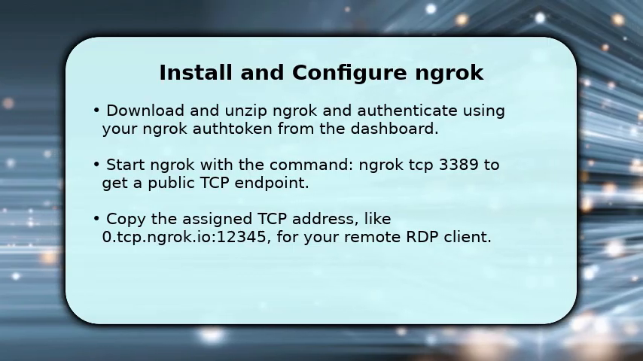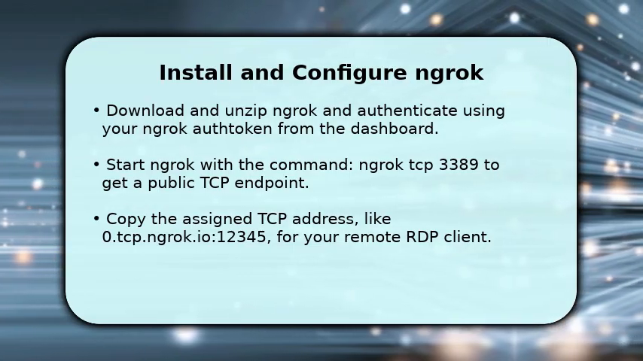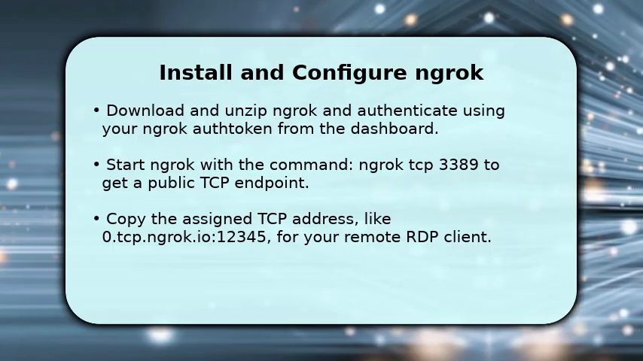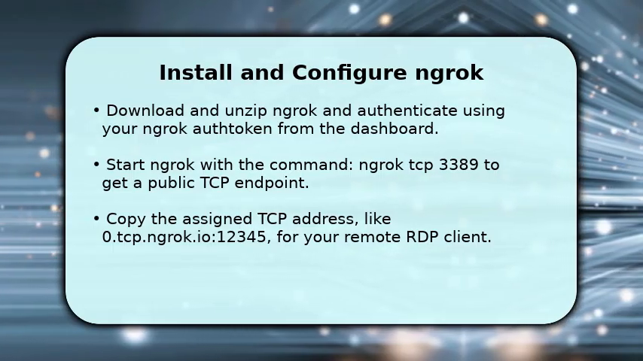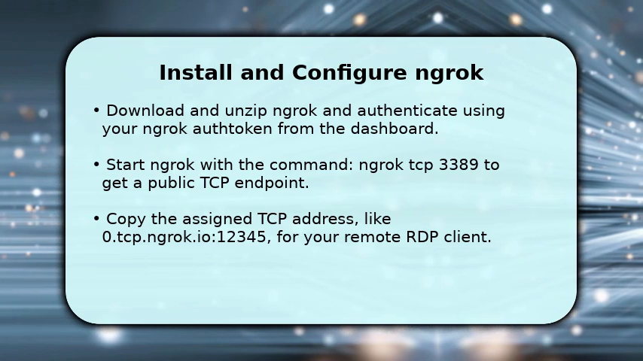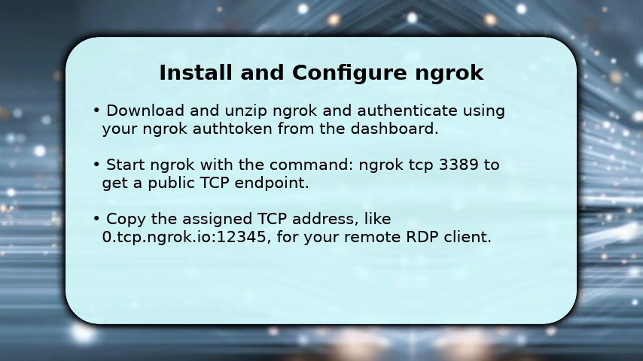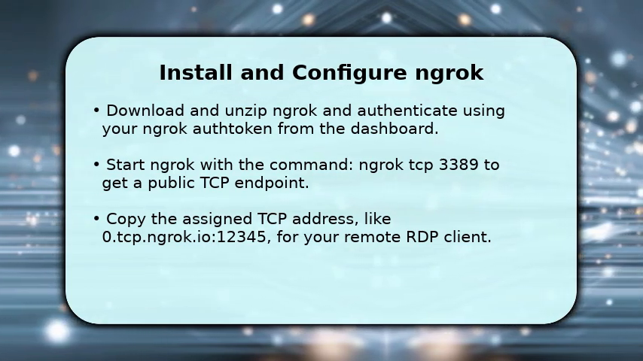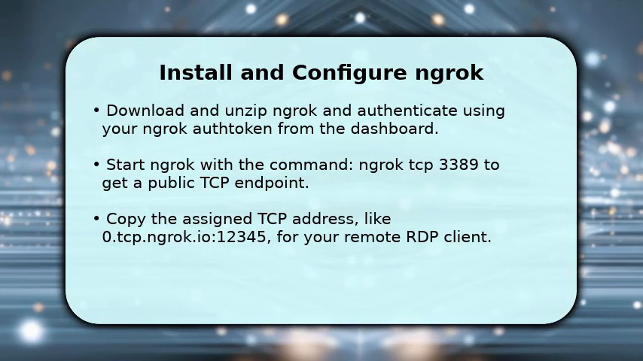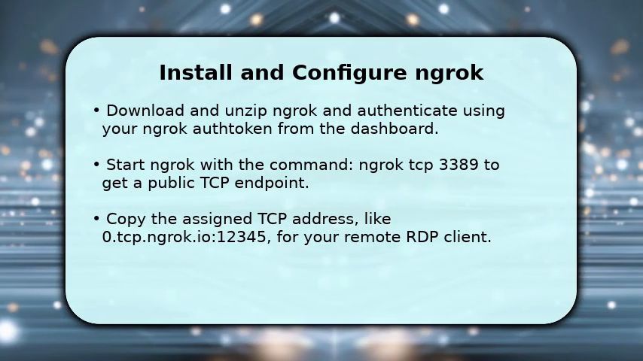Start a TCP tunnel for RDP with the command ngrok tcp 3389 in a terminal window. Watch the ngrok status output to find the assigned public TCP endpoint. Copy the endpoint address such as 0.tcp.ngrok.io:12300.